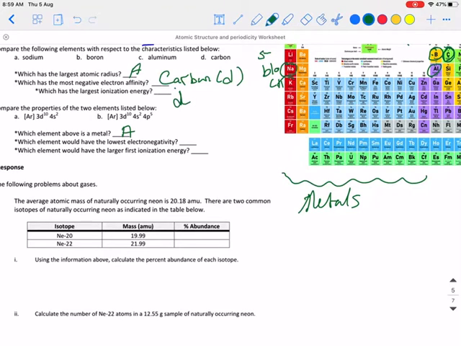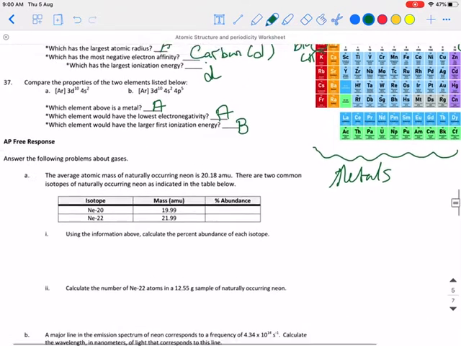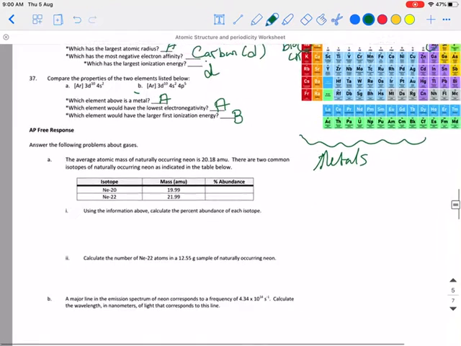Which element would have the lowest electronegativity? The electronegativity increases across the period and decreases down the group. So the one which has the lowest is the one to the left, which is A. Which would have the larger first ionization energy? Larger will be across the period, as we said, so it will be option B.